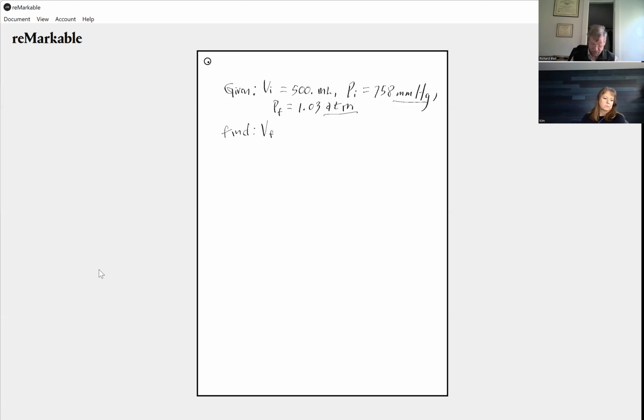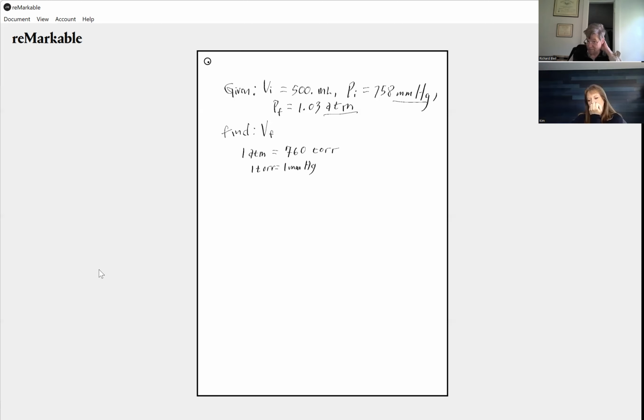Well, it turns out if we look it up, we will discover that 1 atmosphere of pressure is 760 torr. And 1 torr is 1 millimeter of mercury. Somebody got tired of writing millimeter of mercury and said, oh, let's just call it a torr. So before we do anything else, we have to convert.